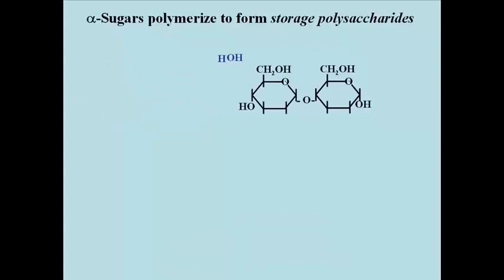In this slide, we're going to see the formation of a glucose dimer by water removal, a condensation reaction. Here, an alpha 1,4 glycoside linkage has formed between the two sugars, linking the number 1 carbon of glucose on the left with the number 4 carbon of glucose on the right.